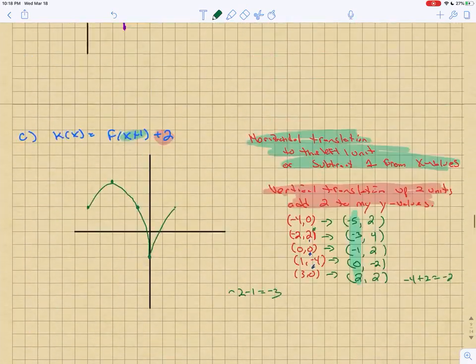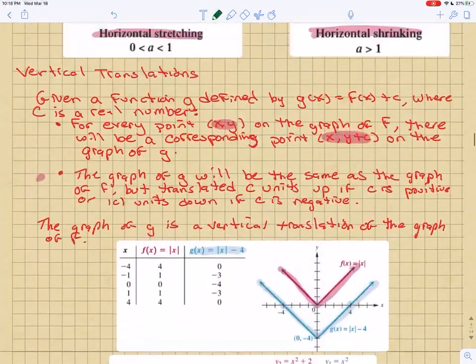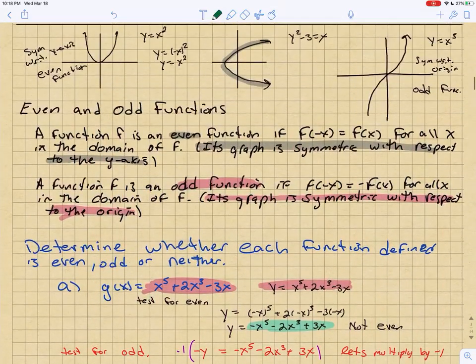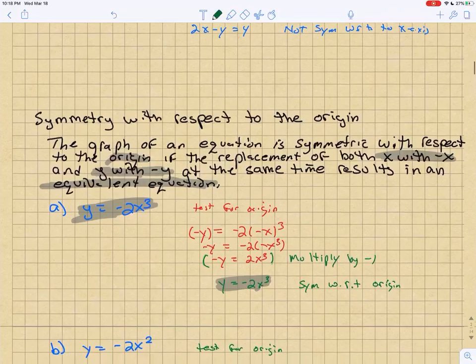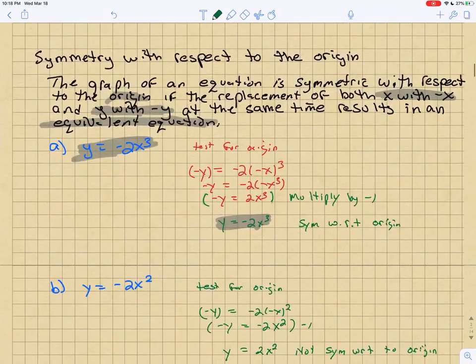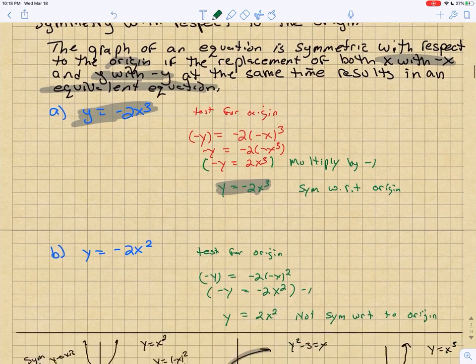Right? Going back all the way up here, it starts talking about vertical translations. Where's the symmetry? Symmetry, even and odd. It says replace x with minus x and y with minus y. Right? Symmetry with respect to the origin. Right?